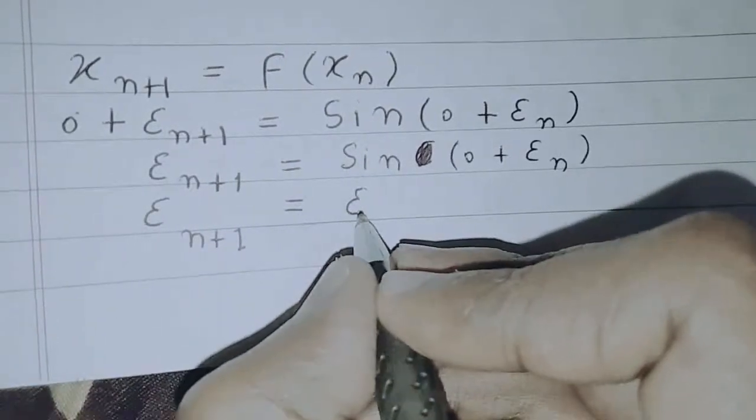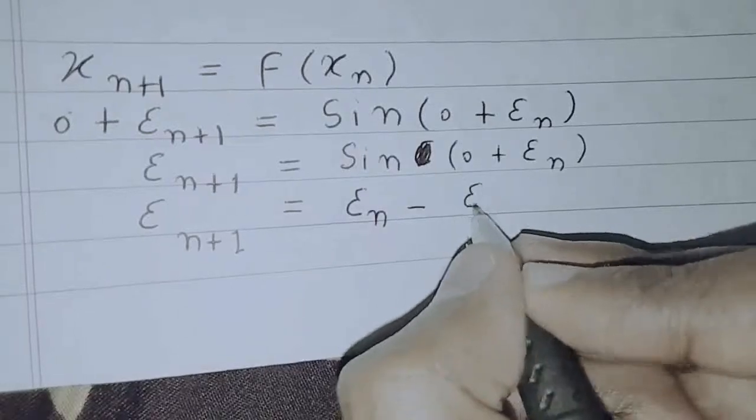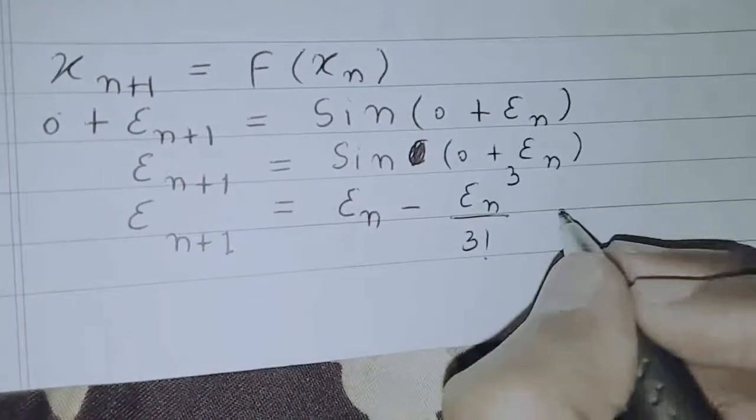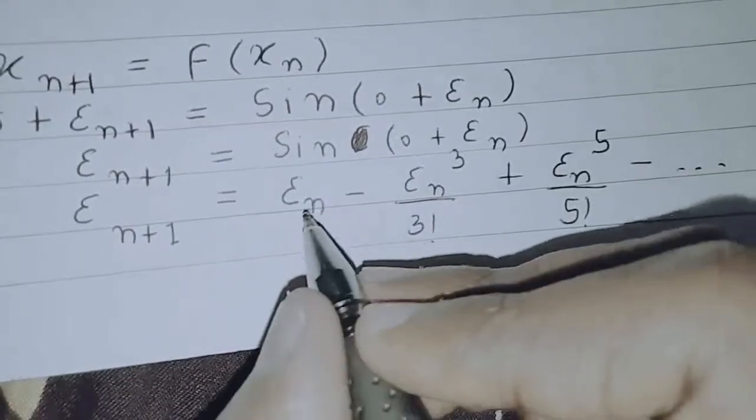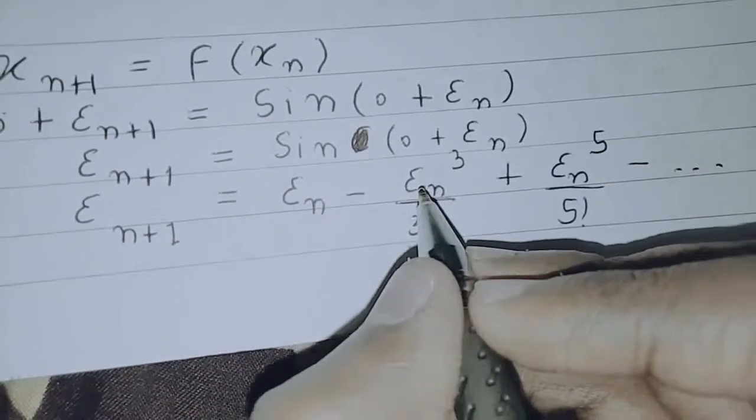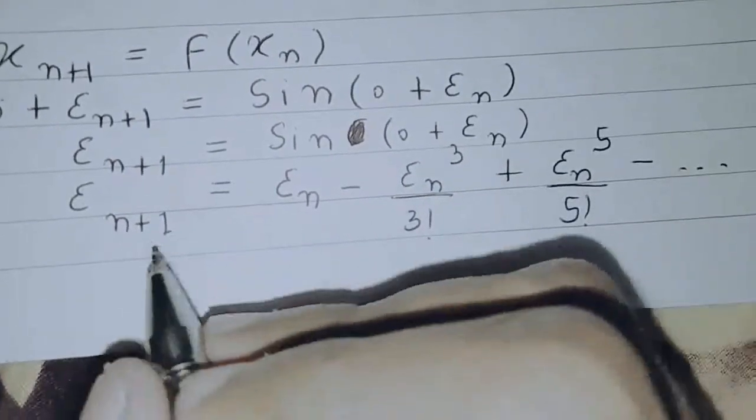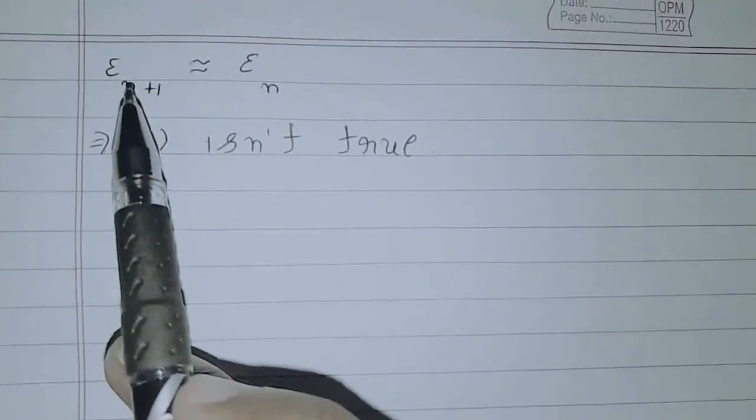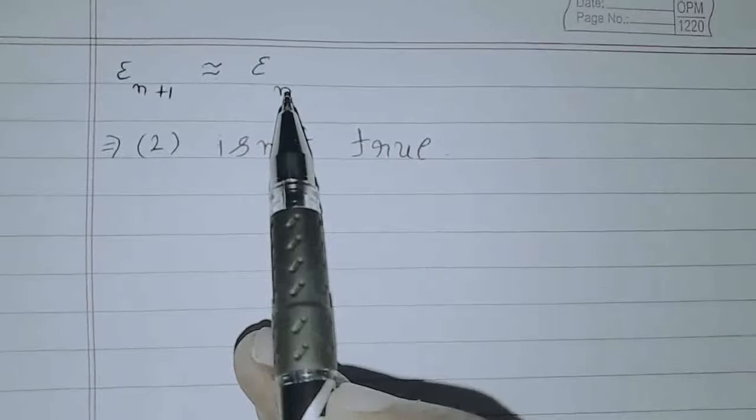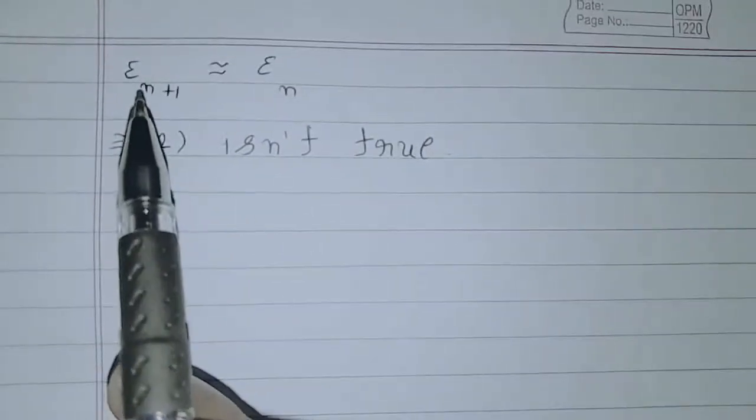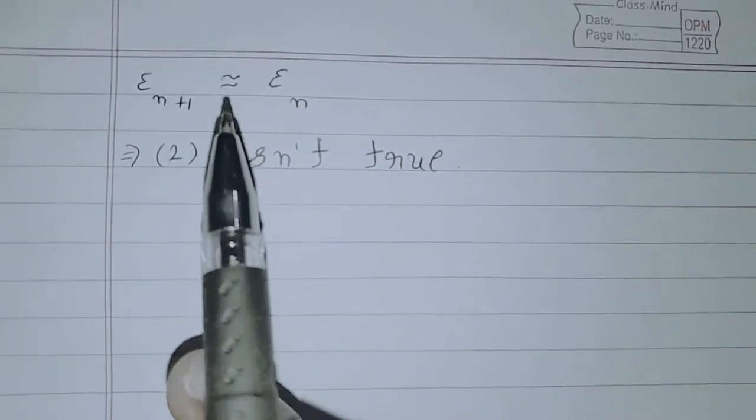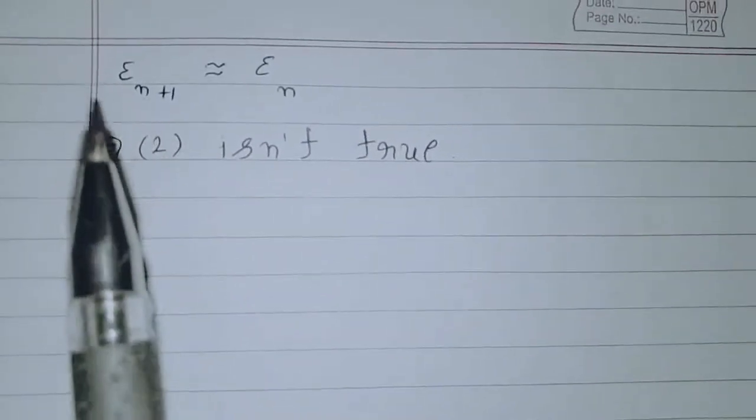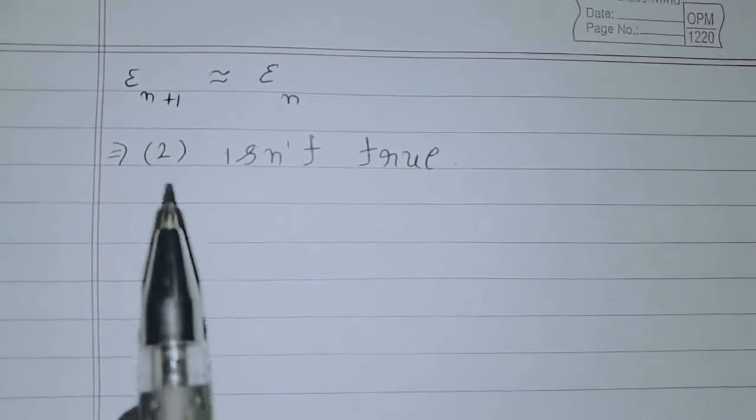Now expanding this, we obtain, for we can take epsilon n to be very small, and therefore we can neglect all these higher power terms, and then we are left with the following. Therefore now we obtain epsilon n plus 1 approximates epsilon n, which simply shows that even if n becomes sufficiently large, still the error equals the previously obtained errors, and therefore the sequence of the points xn can never converge to the fixed point 0, and therefore option number 2 is not true.